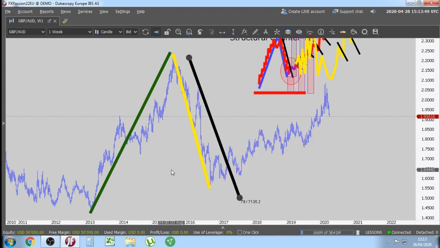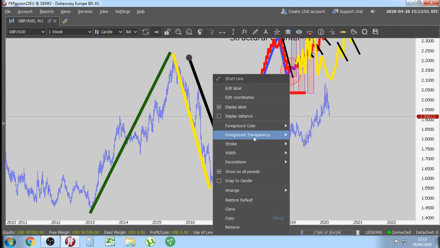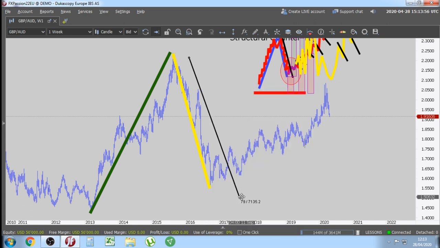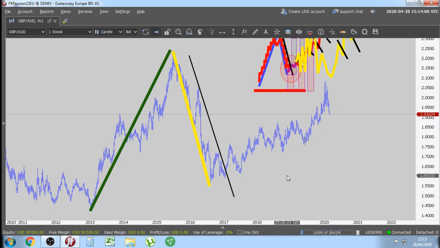This would be the structural counter trend line, because we are going to put the counter trend line right above structure.